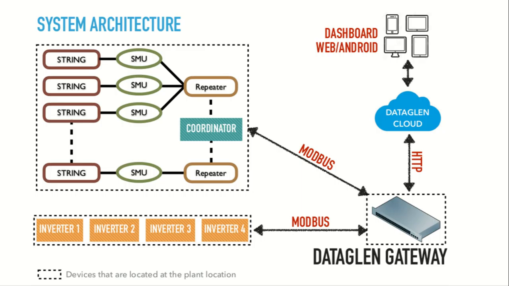This is the system architecture. So you have solar panels in strings with string monitoring units, or SMUs, and Modbus connects to these arrays and provides that data to the Dataglen Gateway. The gateway also connects by Modbus to the inverters. The data is managed at the gateway and uploaded to the Dataglen cloud for presentation in the web or mobile dashboard.